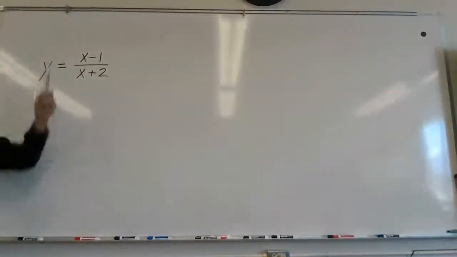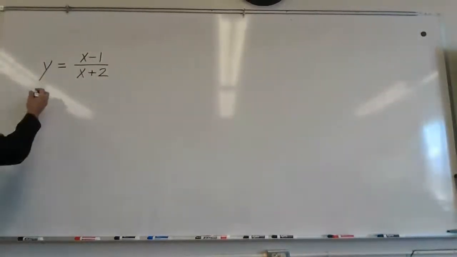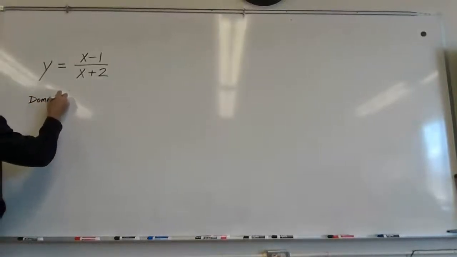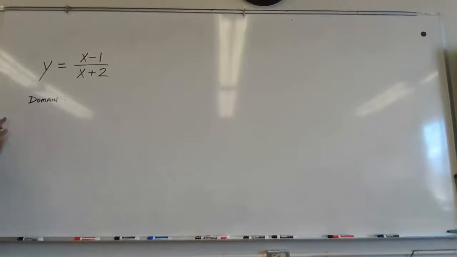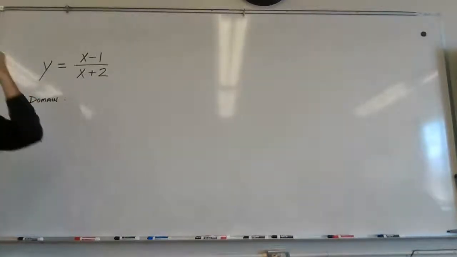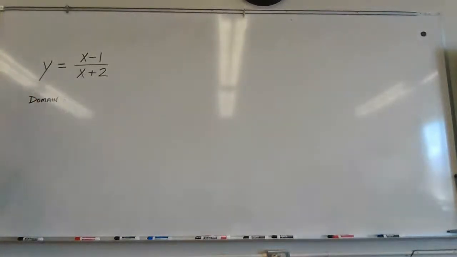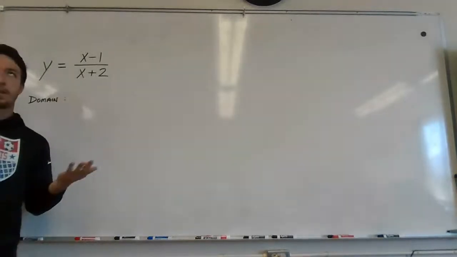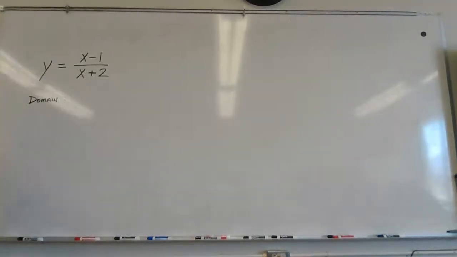First thing, look at this. Domain. So typically when you're looking for a domain, you ask the question, what x values aren't allowed to go into this? -2. -2, very good. So why can't -2 go in? You can't divide by 0. Right? That's the thing you can't do. There's other things you can't do. You can't square root negative numbers. You can't take, say, logarithms of negative numbers or 0. But luckily for this, you don't have to worry about that stuff.